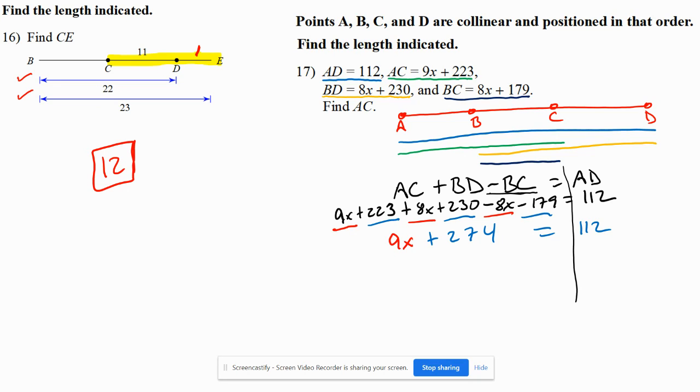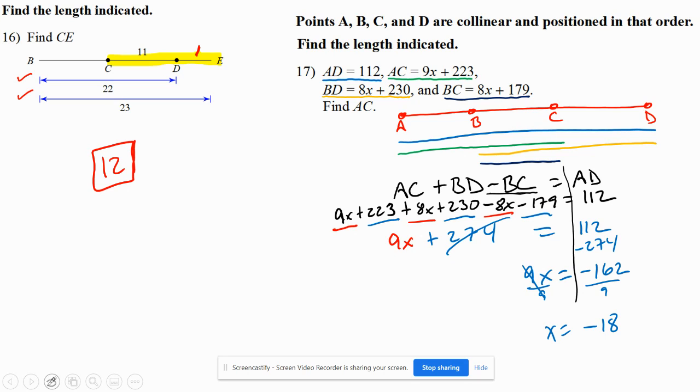Now I want to have the x by itself. I only have x on one side. So the 274, let me move it to the right. It's a minus 274. So I have the 9x is equal to negative 162. Right, 112 minus 274 is negative 162. Let me divide each side by 9. That way I get the x by itself. X in this case is negative 18.